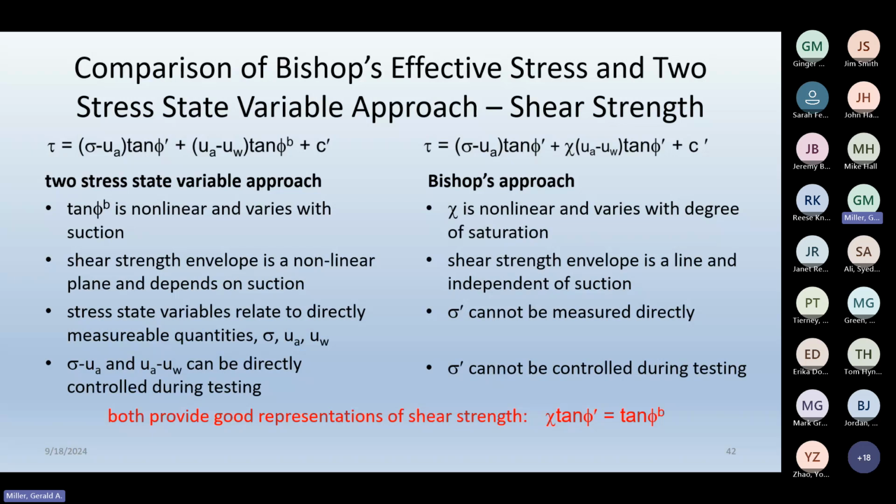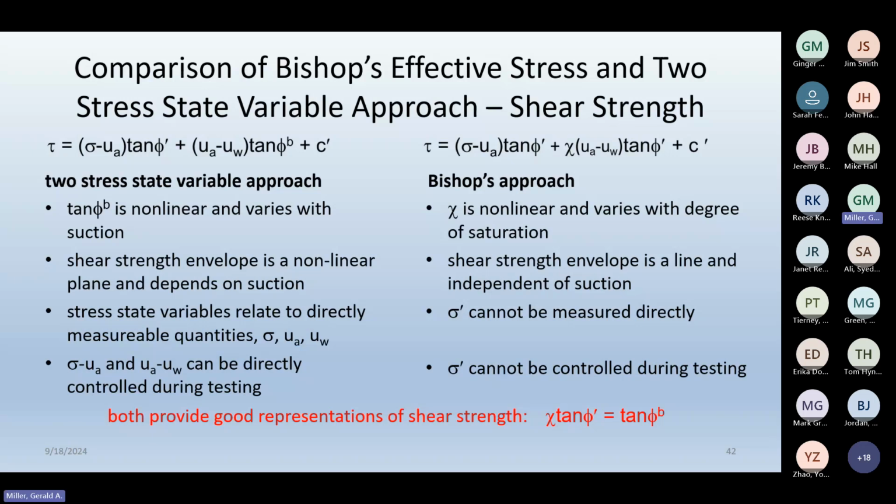So what that means is as you're running the test, you can plan your stress path in terms of net normal stress, sigma minus ua, and ua minus uw, and you can follow it very easily and see the soil response. The Bishop approach, though, involves this chi term, which is related to degree of saturation. Well, you may not know how the degree of saturation is going to change during your testing, so you really can't control this stress state variable, that Bishop effective stress, during your lab testing, because you don't know what the degree of saturation is. You might know where it starts and you can estimate it, but in terms of controlling a lab test, this is a little more intuitively pleasing.